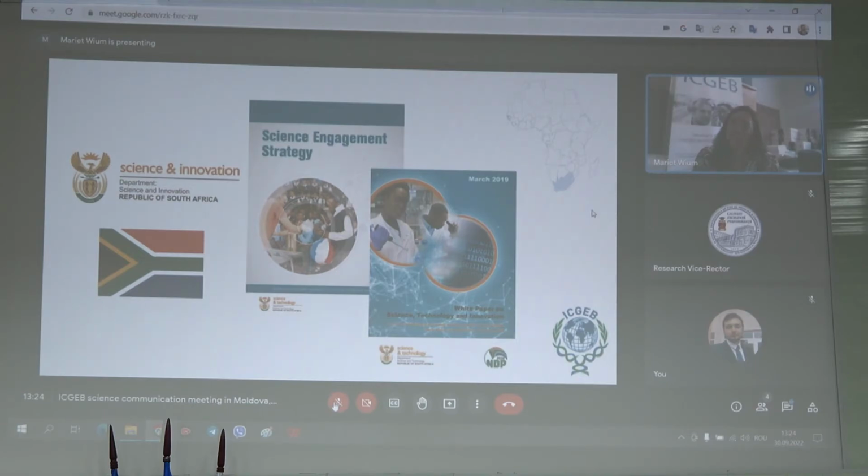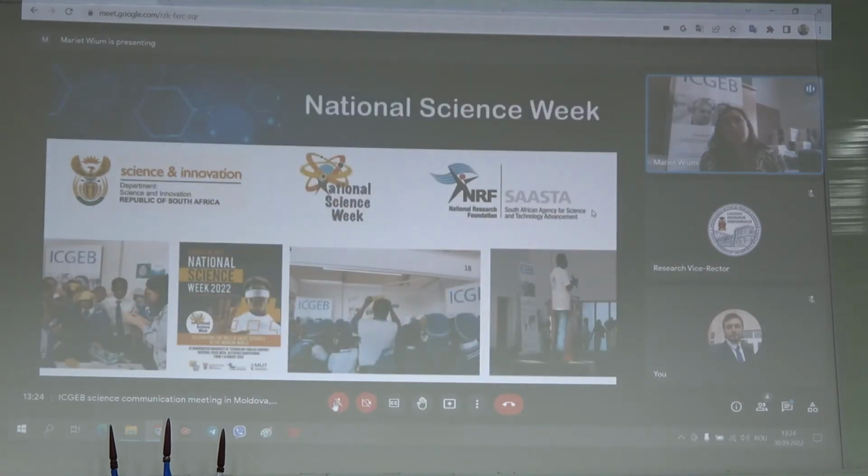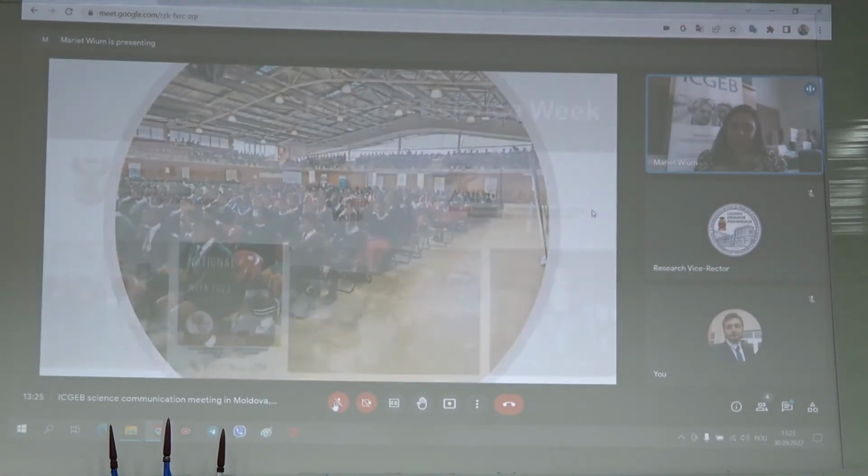For the ICGEB Cape Town story, there are 4 examples I want to share with you today, which show the sort of initiatives and activities we do here in Cape Town, as well as throughout the country. The first one that I thought would be a good example is to talk to you about our participation at National Science Week. There we go, sorry about that.